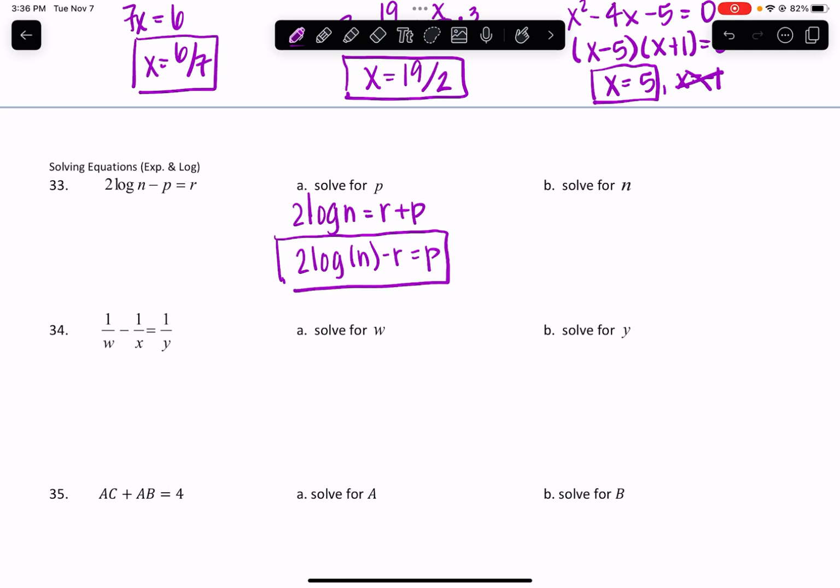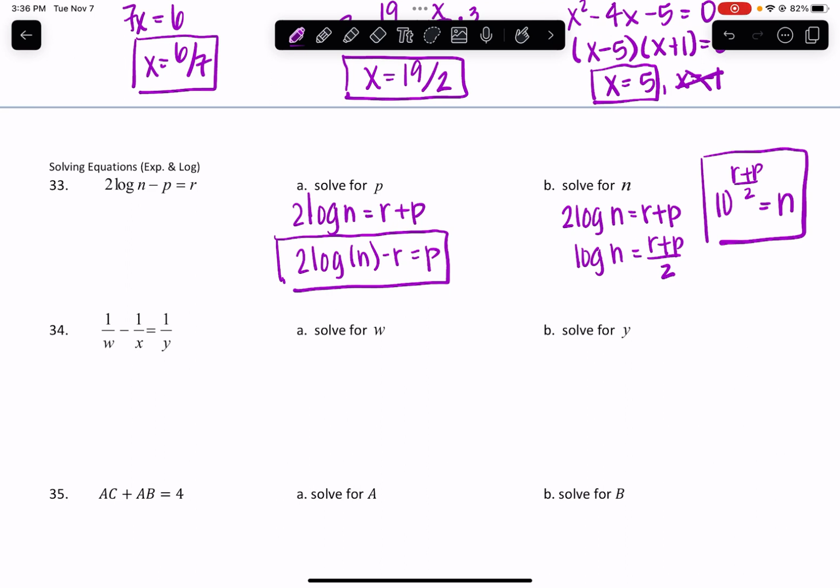And then I want to solve that same problem, but this time for n. So 2 log of n is equal to r plus P. Log of n is equal to r plus P divided by 2. Rewrite that into exponential. So 10 to the r plus P divided by 2 is equal to n. And there's your equation.